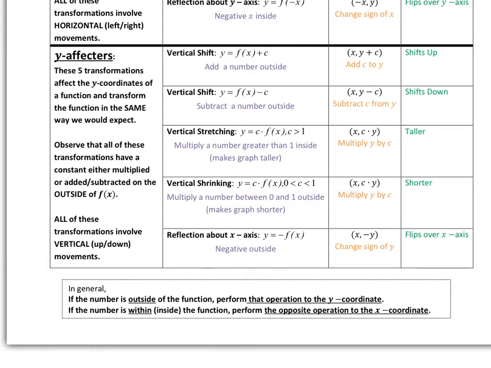A reflection about the x-axis would be a negative on the outside, which would then flip the graph over the x-axis. So in general, because I know it's a lot to remember, if the number is on the outside of the function, we want to perform that operation to the y-coordinates. That's this last grouping that we just saw. The number is on the outside, do that actual operation to the y-coordinate.